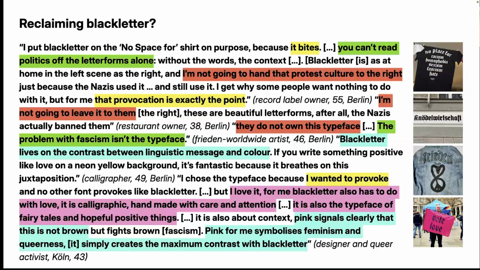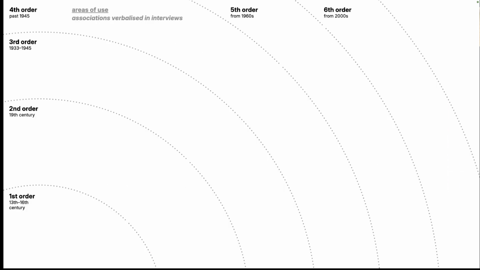Speaking to them, the thing I heard most was that blackletter doesn't belong to the right. They're fighting about the semiotic resource. They point out in yellow, however, it provokes, and that's what I want. It bites. But then there are also statements like this one here in pink: I love it because for me, blackletter has to do with love because it's calligraphic, handmade, care and attention. It's a typeface of fairy tales and hopeful things. So I'm wondering if there's actually an attempt to create new meaning from old meaning and to re-register or re-signify and reclaim what's perceived as a right-wing typeface.